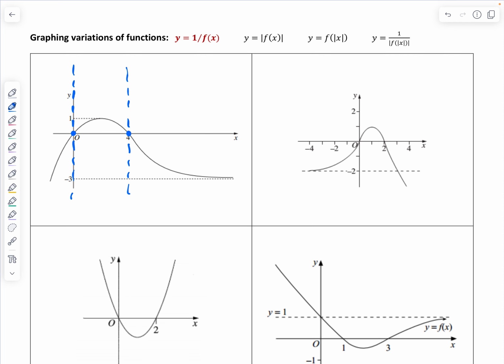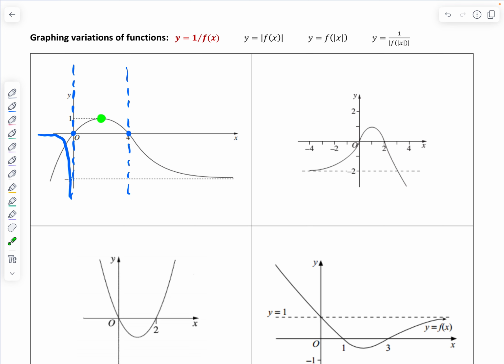The reciprocal of big values is a small value, so it's kind of like that, and the reciprocal of a small value is a big value. So what we get is this behavior. Okay, next, this part is strictly between 0 and 1.